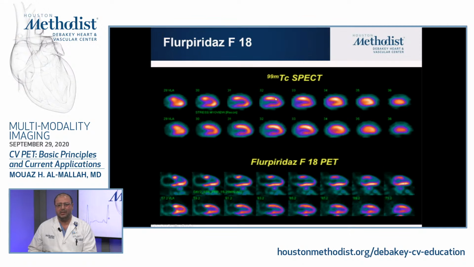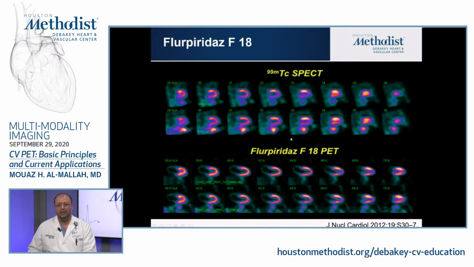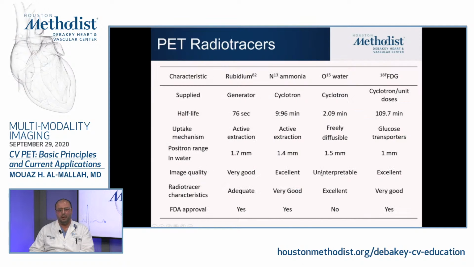And here's one study where, in the prior studies done, this agent will allow you to detect ischemia which was not seen on SPECT imaging, and also will allow you to be certain about some findings where some studies were thought to show ischemia and there was none on flurpiridaz F18 imaging. So we covered many of these points here.